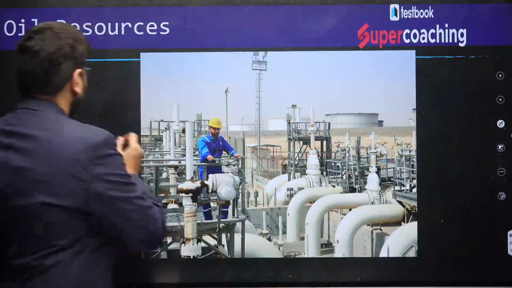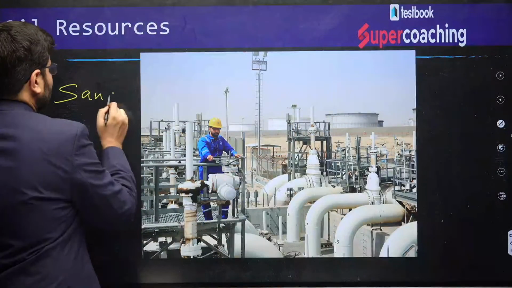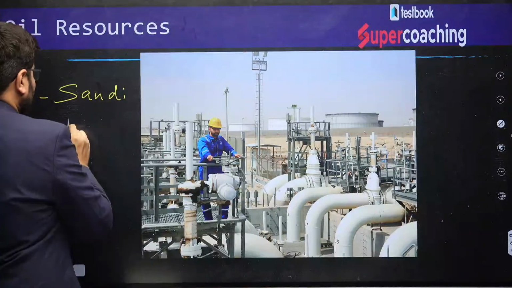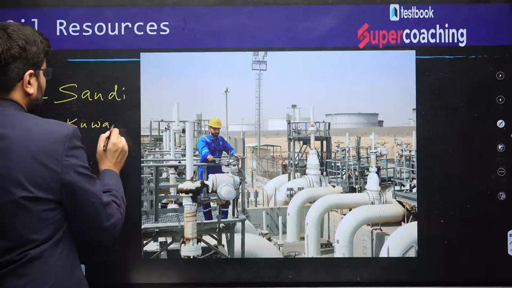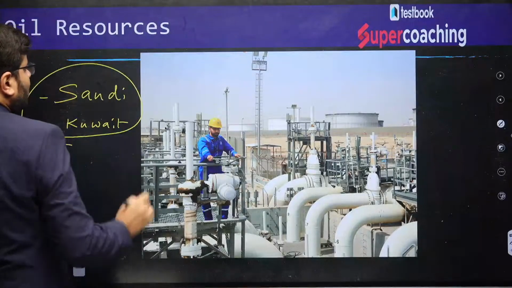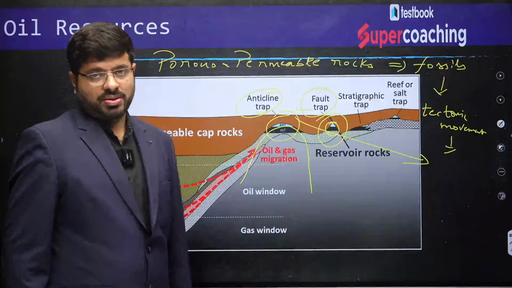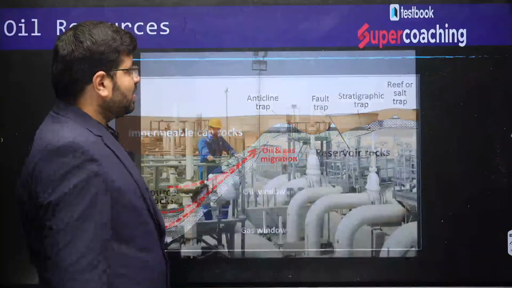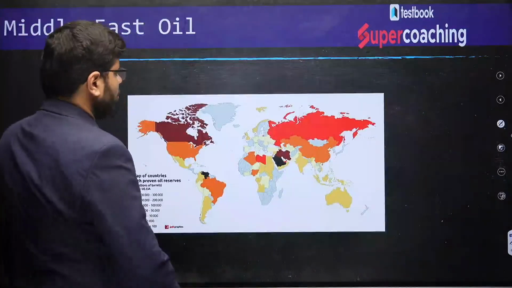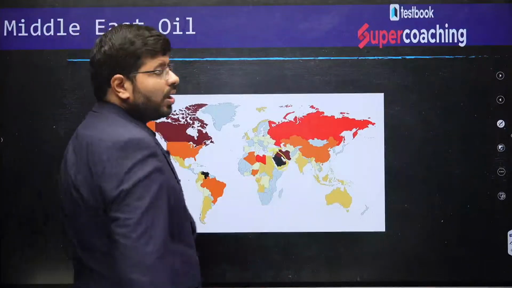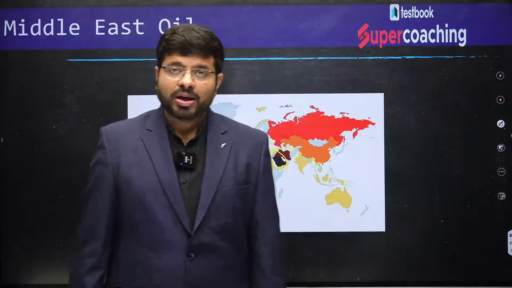For example, some of the biggest oil resources in Saudi Arabia as well as Kuwait are part of these anticlines and fault traps. These are the reasons which led to the development of huge oil resources in the Middle East. I hope you are able to follow.